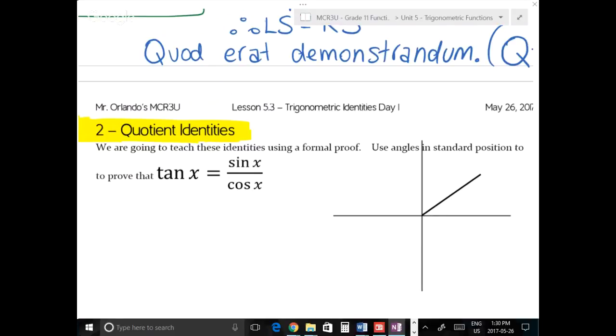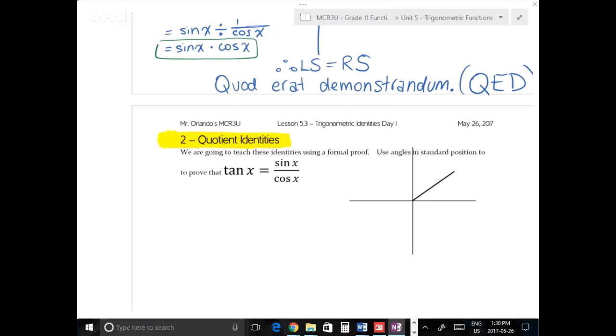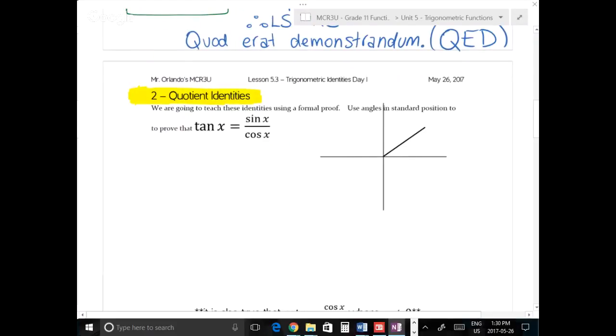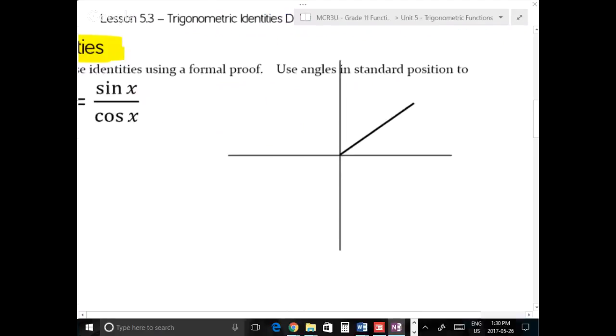Here we're going to do two proofs. The first proof we're going to do is we're actually going to prove that tan x equals sine x over cos x. It's not so bad. So this is what we call the quotient identities.